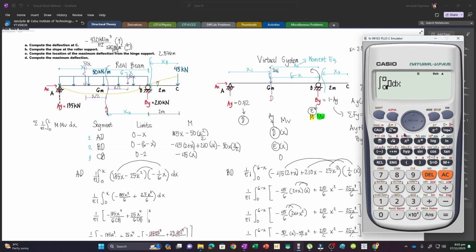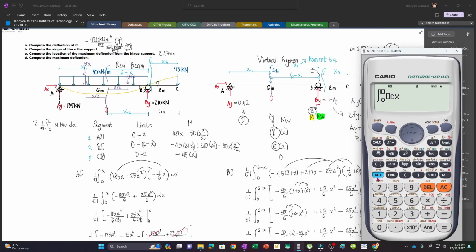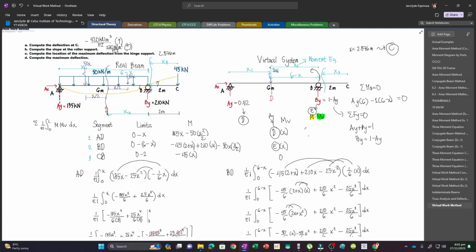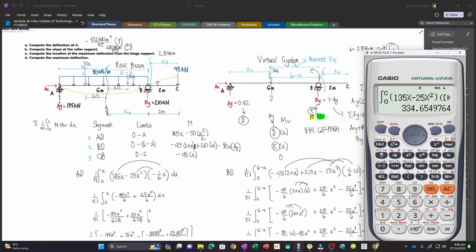Integral from 0 to X. Again, X is stored in C, so from 0 to C. Then 135X, which is this one, minus 25x squared, multiplied by D times x, in which D is essentially this AY but stored here. So D times x is our MV. Press equals, and this is what you get, 334.65. And so, we write 334.6549764.